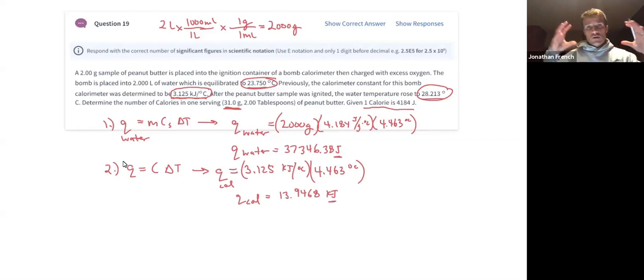I need to find the total energy that was released from the combustion of the peanut butter. So I'm going to convert the water energy into kilojoules.